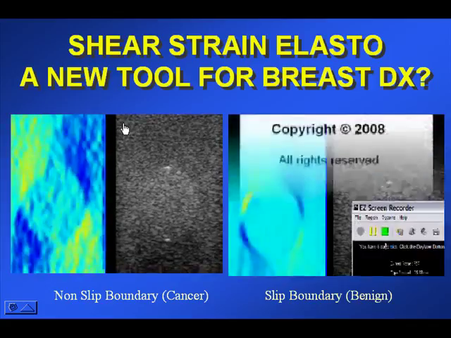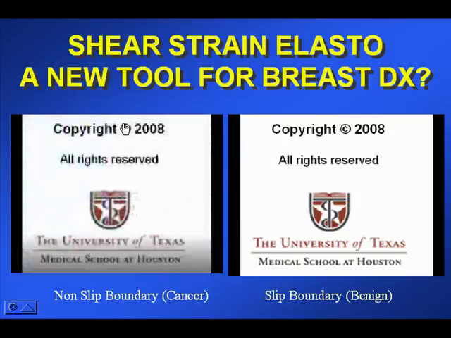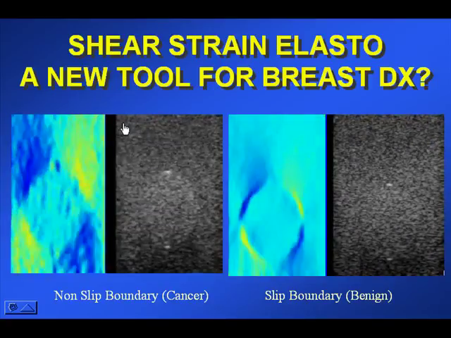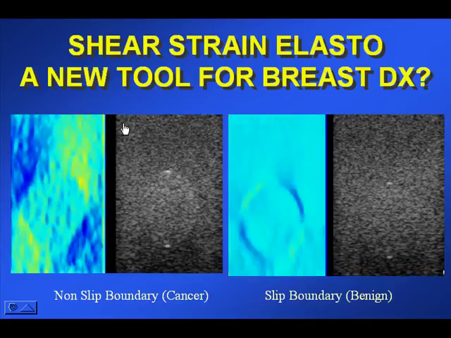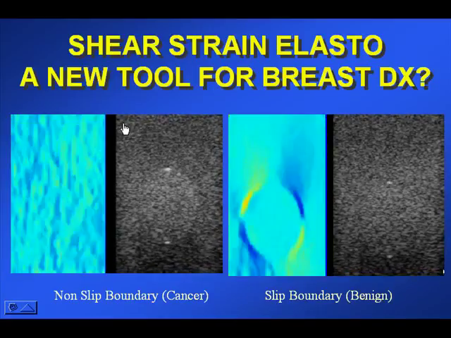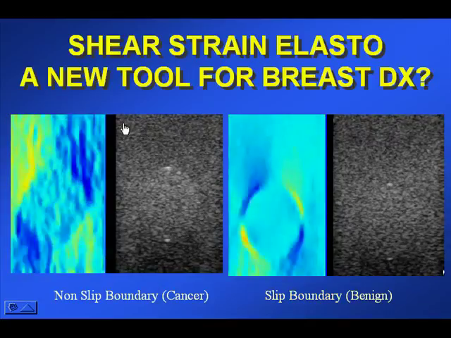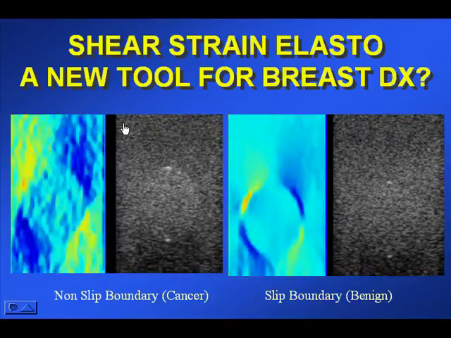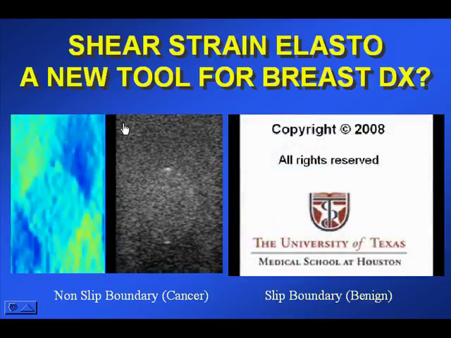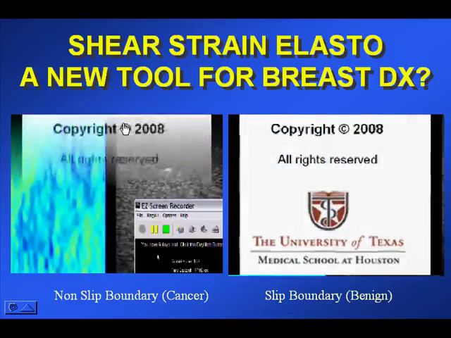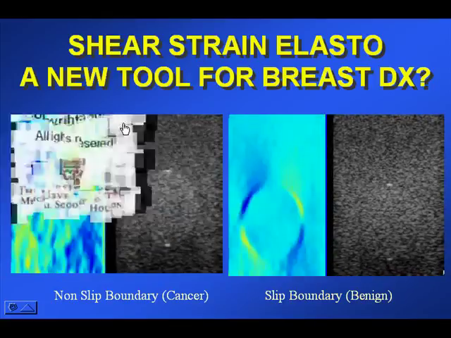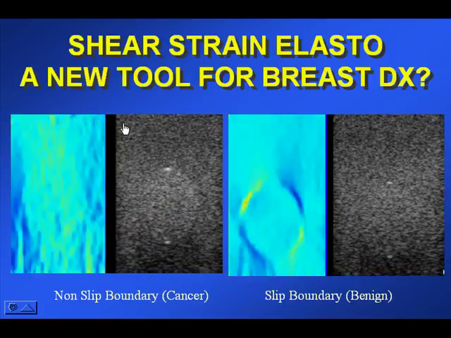On this slide, a new method to add specificity to the regular elastogram is demonstrated. This is a method of imaging the amount of shear strain that exists at the boundary of a lesion. Lesions such as a cancer, which are anchored to the surrounding tissue, do not have a free slip boundary and show up as an area of larger shear strain over a broader area.